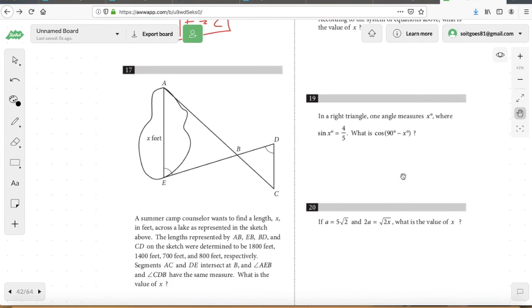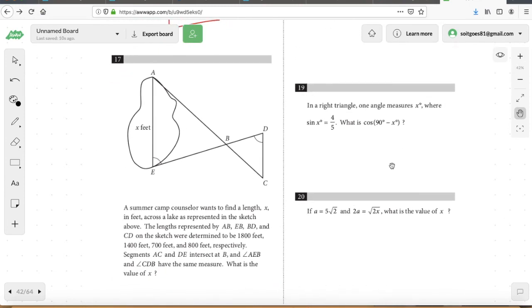All right. Question number 17. A summer camp counselor wants to find the length x in feet across the lake as represented in the sketch above. The lengths represented by AB, EB, BD, and CD on the sketch are determined to be 1,800 feet, 1,400 feet, 700 feet, and 800 feet, respectively. That means in that order. So in the same order they list the lines here, like AB is the first one, then that's going to be the first one here.